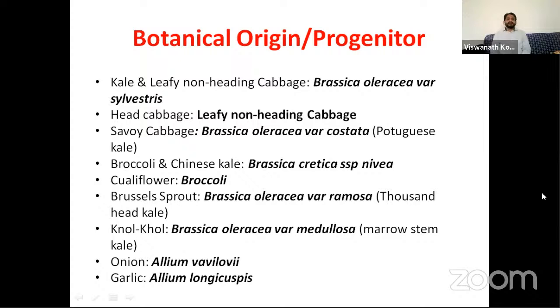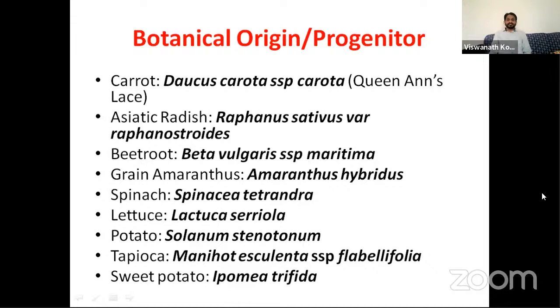And onion was originated from Allium babylonicum. Similarly, garlic was originated from Allium longicuspis. Carrot from Queen Anne's lace, Daucus carota, subspecies carota. And the Asiatic radish originated from Raphanus sativus variety Raphanistroides. Beetroot from Beta vulgaris subspecies maritima, and the grain amaranthus from Amaranthus hybridus, spinach from Spinacia tetrandra, lettuce from Lactuca serriola.